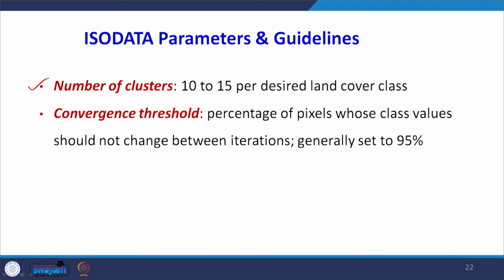So, this is the input to the ISODATA algorithm technique, and the convergence threshold is very important. The next factor is important in the sense that we have to define at what threshold level you are going to accept the result. So, the percentage of pixels whose class value should not change between the iterations, generally we set it to say 95%. So, 5% is acceptable, but 95% of class values should not change between the iterations.